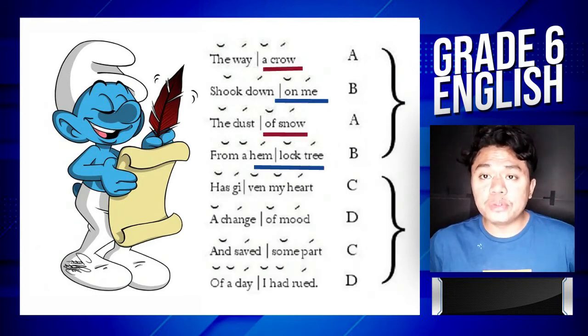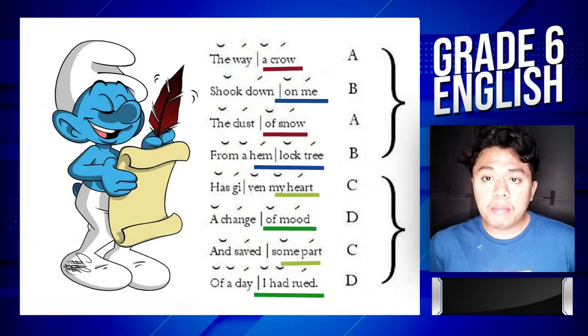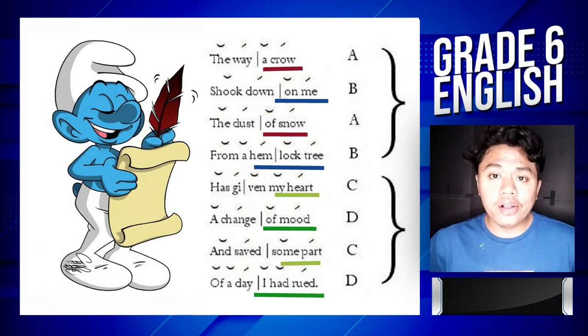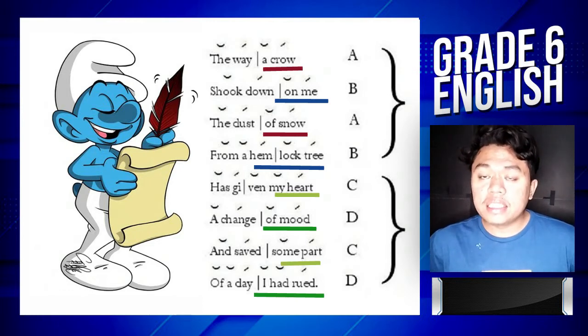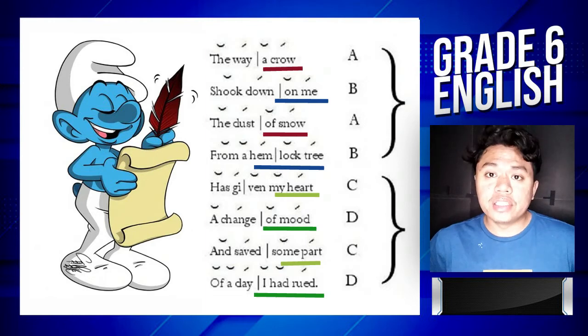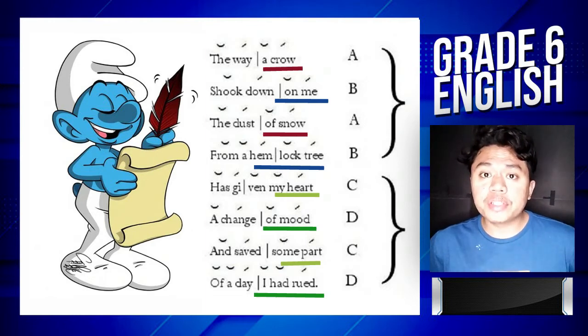The same way goes with the next stanza of the poem. Has given my heart a change of mood, and saved some part of a day I had rued. The rhyme scheme of the second stanza follows an alternate rhyme scheme, same with the first stanza, although we labeled it CD because none of the words rhymed with the first words in the first stanza.